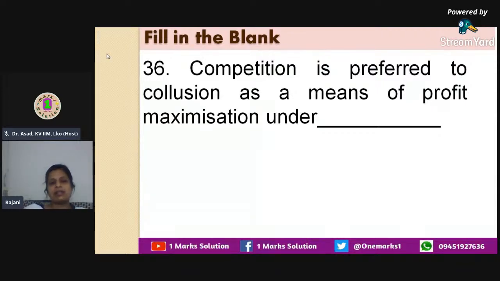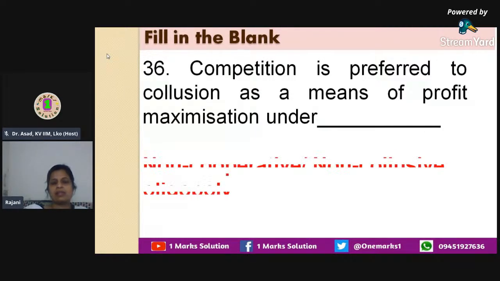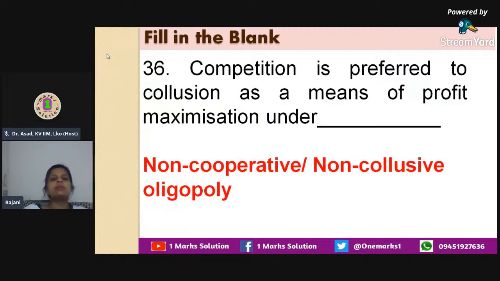Then next is competition is preferred to collusion as a means of profit maximization under, you tell me what should be the answer. Competition is preferred to collusion as a means of profit maximization under non-collusive oligopoly. We know collusive oligopoly is also there, and non-collusive also. Sometimes they are forming cartels. That's an example of collusive oligopoly.